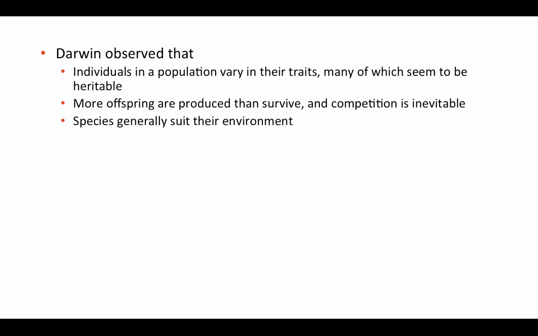He also observed that more offspring are produced than survive, so population sizes tend to be relatively stable. If all of those offspring survived, population sizes would increase out of control. Because of that, competition is inevitable. Not all of the offspring in any particular generation are going to survive to reproduce. And he also noticed that species are generally well fit to their environment. They have the tools they need to survive in whatever environment they're in.